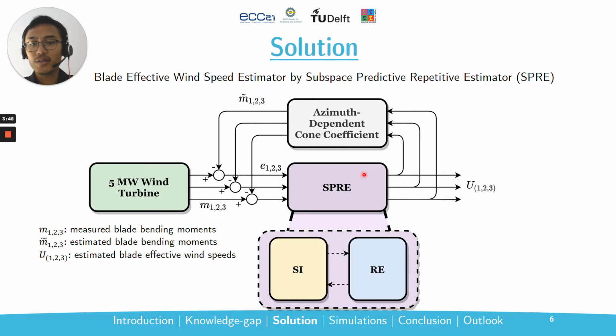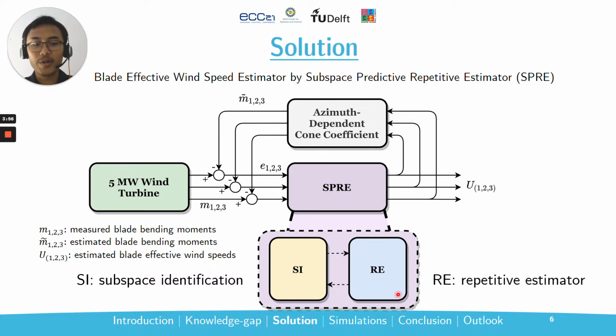Here, the SPRE consists of two subsystems. The first one is the subspace identification, and the second one is the repetitive estimator. The former is used to formulate a linear approximation of the wind turbine dynamics, while the second one, the repetitive estimator, is used to estimate the periodic wind inflow over the individual blades.